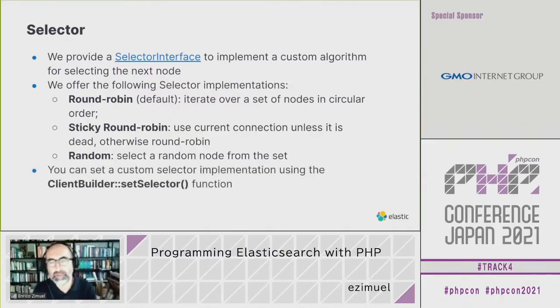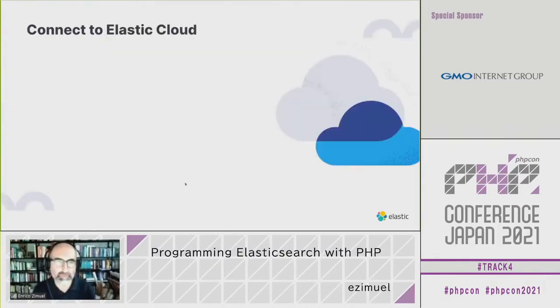And how can you do this? You just have to specify, when you build the client in the client builder, the set selector function, providing the name of the class that you implemented. That's it, very simple.